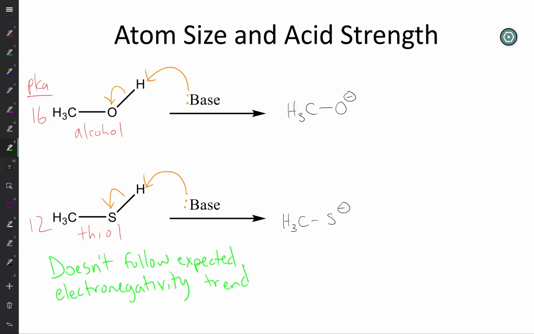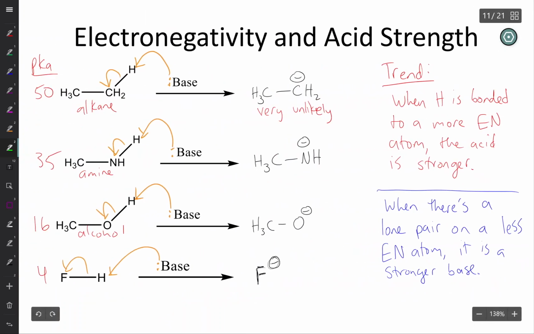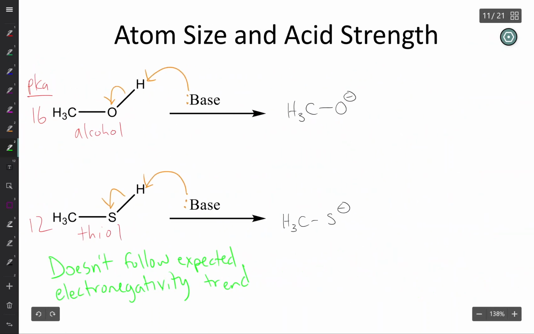So as chemists, as scientists in general, you get data that doesn't follow your previous hypothesis. What do you have to do? Change your hypothesis, come up with a new explanation. So that electronegativity explanation seems to hold when we were comparing carbon, nitrogen, oxygen, fluorine, all of which are in the same row of the periodic table. But now we're comparing between two rows of the periodic table.